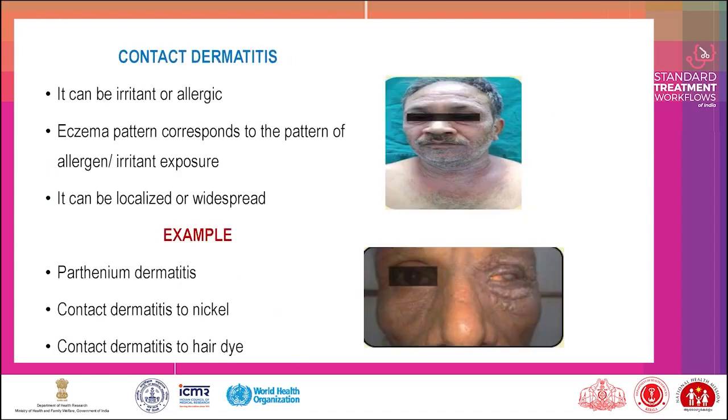Contact dermatitis can be irritant or allergic. Eczema pattern corresponds to the pattern of allergen or irritant exposure. It can be localized or widespread. Examples: Parthenium dermatitis, contact dermatitis to nickel, contact dermatitis to hair dye.